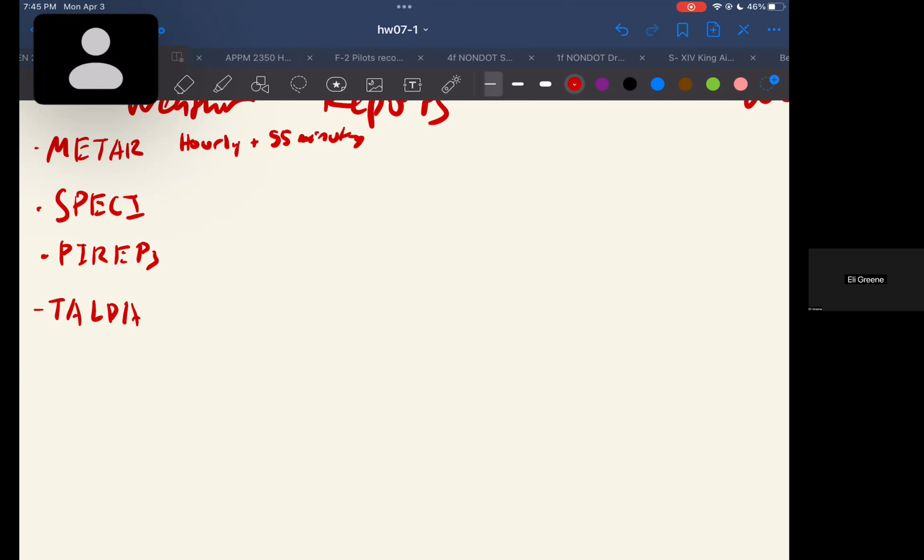Then it tells you where your cloud layers are. So your cloud layers are scattered at 10,000 feet and broken at 20,000 feet. Your cloud layers are all given in above ground level figures. So that means that if it's scattered at 10,000 feet, the clouds are actually at 15,000 feet MSL. So they're all above ground level from the station at which the METAR was recorded.